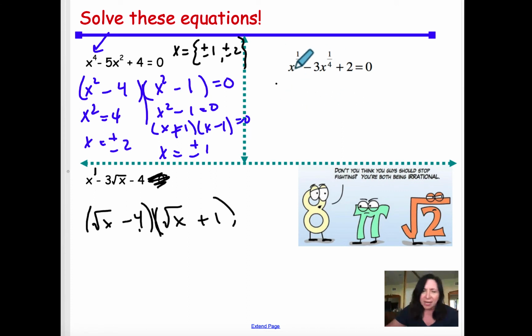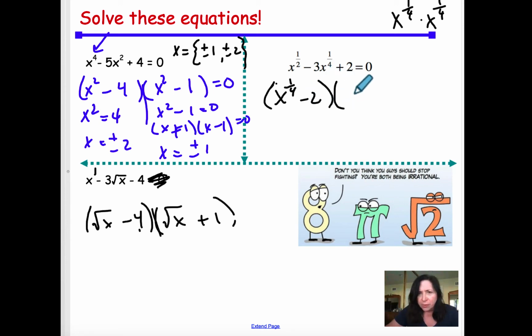For this one right here, this is going to factor to get a half. You're going to multiply a half times a half, right? Because you're going to go a fourth times a fourth. So x to the 1/4 times x to the 1/4 is 2/4, which is 1/2. So this would be x to the 1/4 minus 2, and this would be x to the 1/4 minus 1 equals 0.